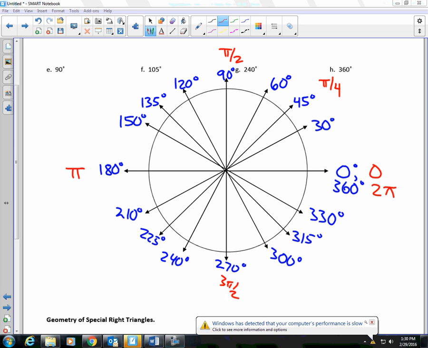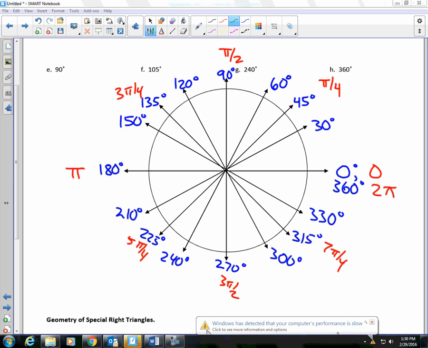So let's count. 1 pi over 4. Are you making that connection? How many pi over 4s fit in the whole circle? 8. Yeah. 1, 2, 3, 4, 5, 6, 7, 8. Okay? All right.